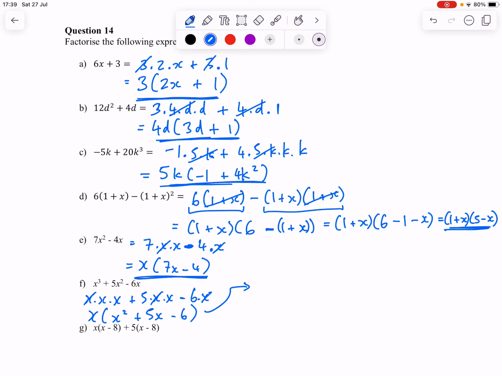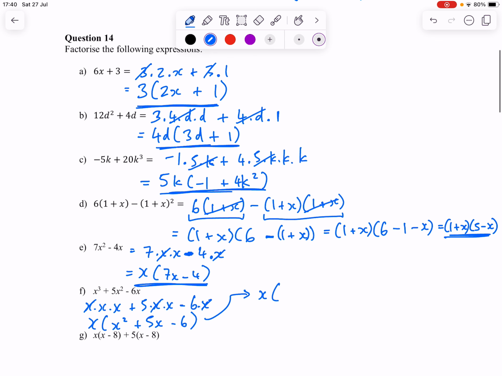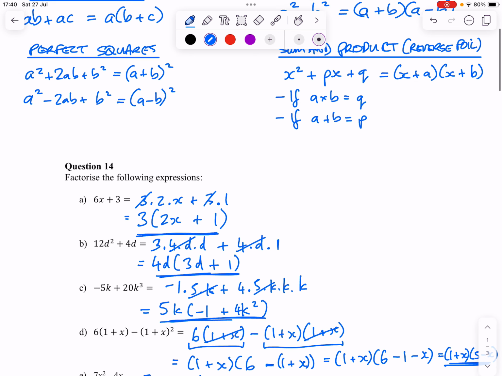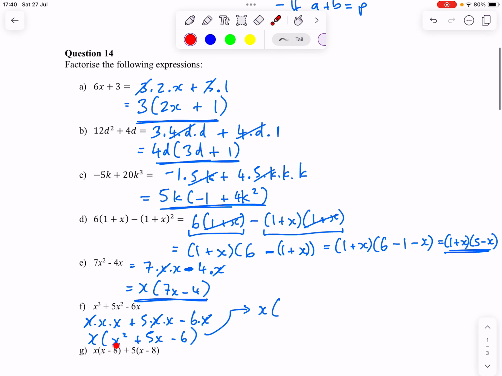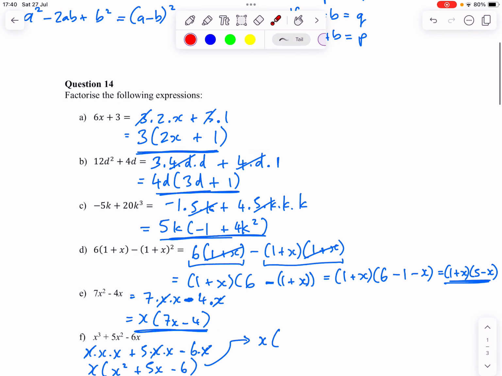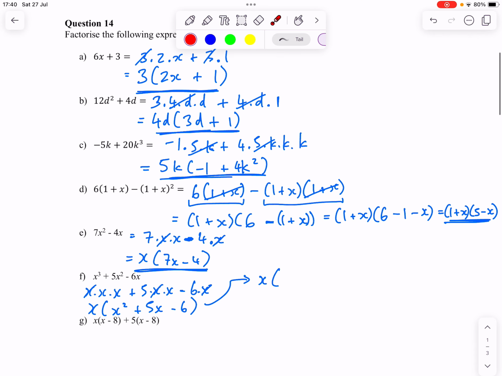So now we have x outside a set of brackets, but we can factorize what's in the set of brackets. You've got 3 terms there. Is it a perfect square? Is it this rule? That's a square number. This is not a square number. That's not. So it's going to have to be sum and product rule. I'm going to rewrite it here. x squared plus 5x take 6. What are the factors of 6? 1 and 6. 2 and 3.